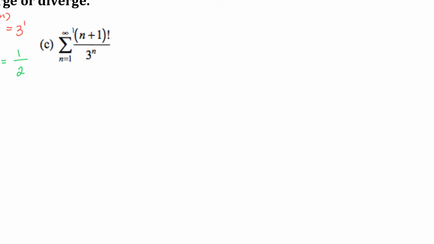All right, let's take a look at part C. So first, if I were to take the absolute value here, nothing would change. So therefore, if this thing is going to converge, I actually know it's going to absolutely converge. So let's take the limit as n approaches infinity of a sub n plus 1. So this becomes n plus 2 factorial over 3 to the n. When I divide by a sub n, that's multiplying by the reciprocal.